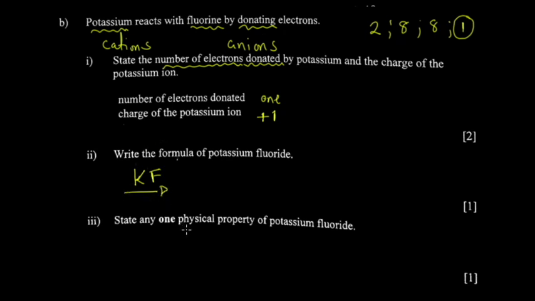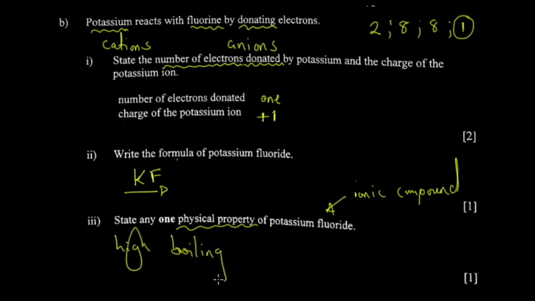State any one physical property of potassium fluoride. So here you just have to identify that this is an ionic compound. Once you identify an ionic compound, it means that there is no sharing. One of the elements is very electronegative than the other one, so it means that there is complete transfer of electrons from the metal to the non-metal. So here there are ionic compounds. If you have ionic compounds, you can actually generalize the physical properties. For example, you can say high boiling points.